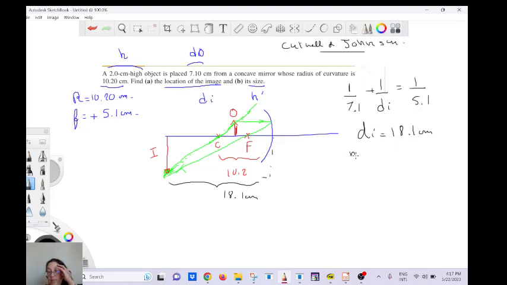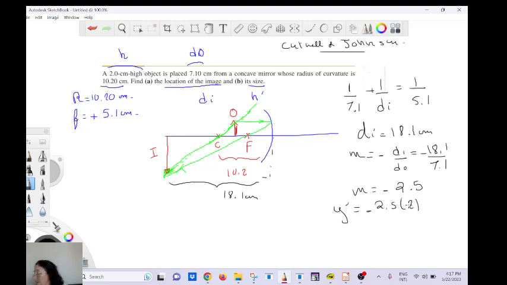And then the magnification is still minus d_i over d_o. So it's going to be minus 18.1 over 7.1, and you get minus 2.5. So the size of the image equals minus 2.5 times 2, so it's going to be minus 5 centimeters. It's not really on scale, but if this is 2 centimeters, it's about that, right? So this is 2, and this is 2, and this is 1. So the size here is going to be 5, or minus 5.